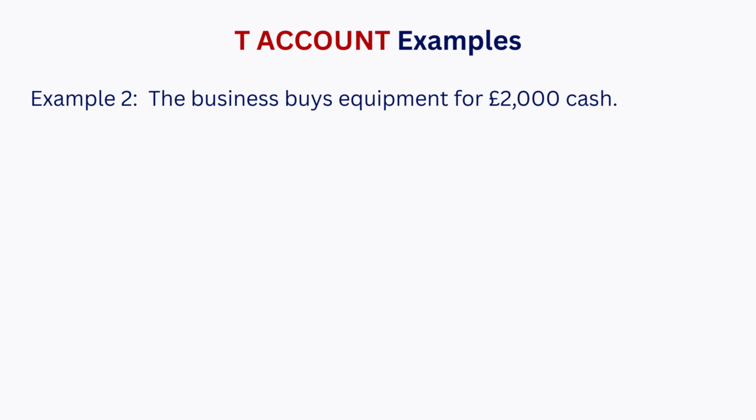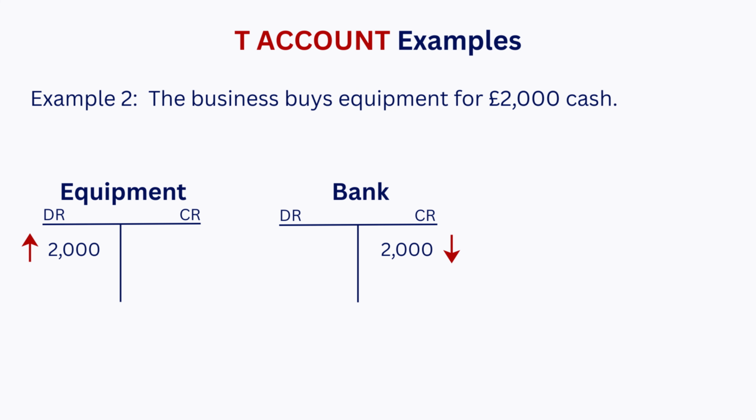Example 2 is, the business buys equipment for £2,000 cash. Accounts affected are equipment and bank. Equipment account increases and bank account decreases. Double entry is debit equipment £2,000 and credit bank. Equipment is an asset, it's increasing. But cash is leaving the bank account, so bank decreases.